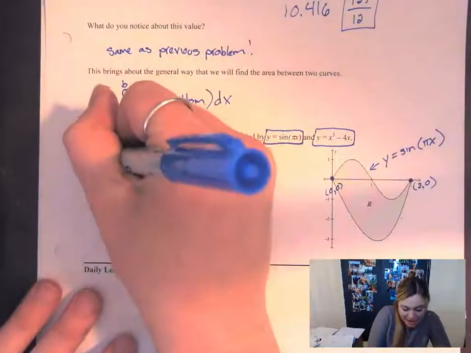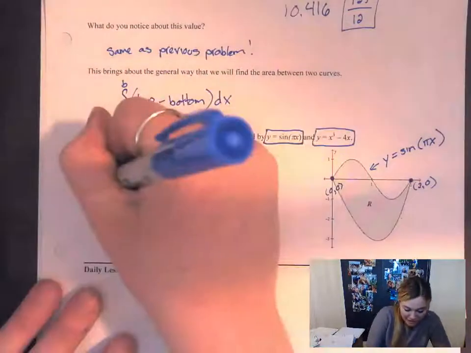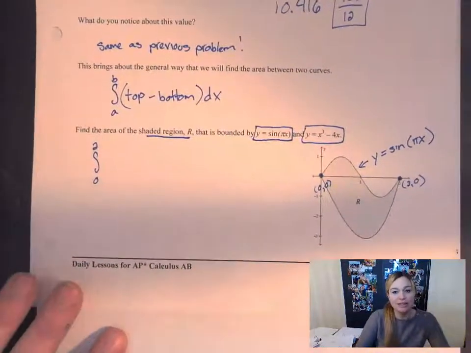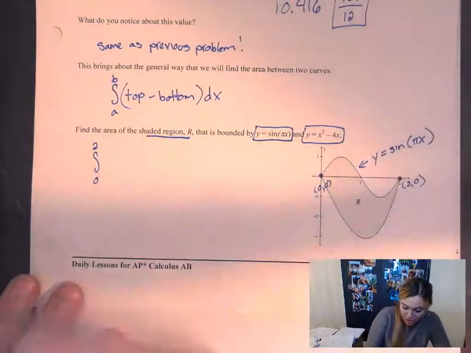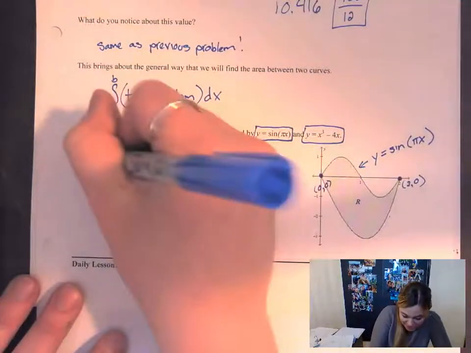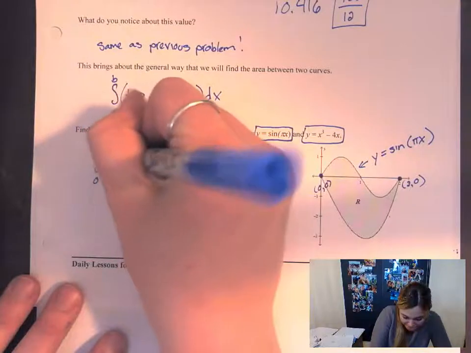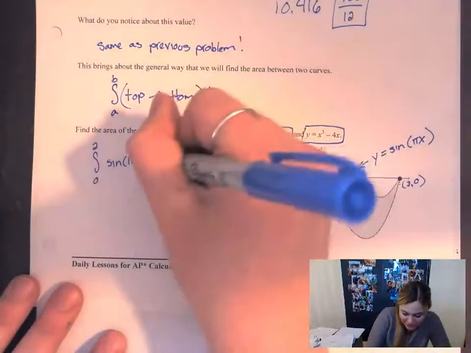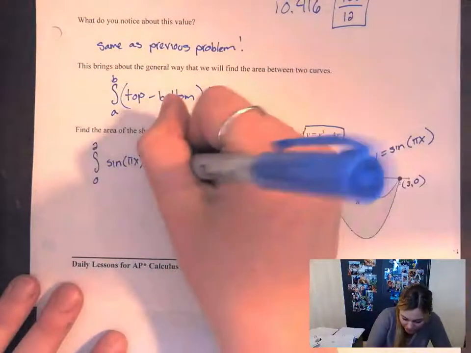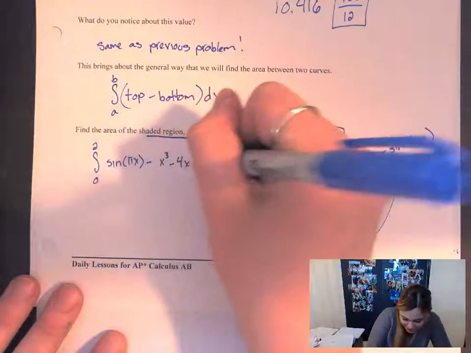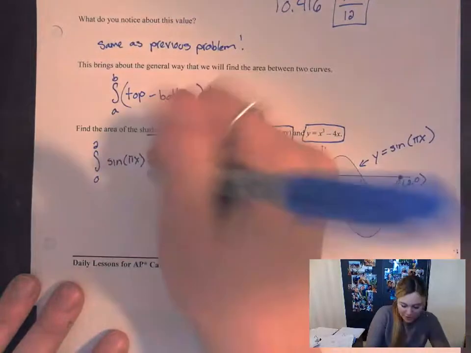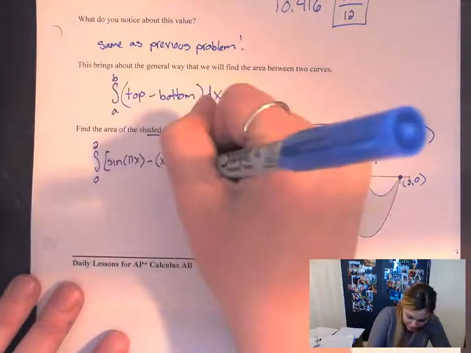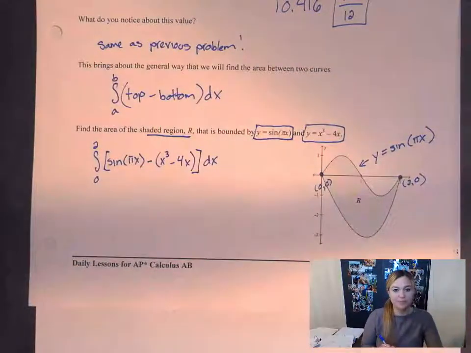Okay, so to find the area of this region, I would go my integral from 0 to 2, and you integrate the top curve minus the bottom curve. We said this top one was sine of pi x. The bottom curve, be really careful about how you write it. It is not x cubed minus 4x dx. This isn't enough. This whole thing would be in parentheses.